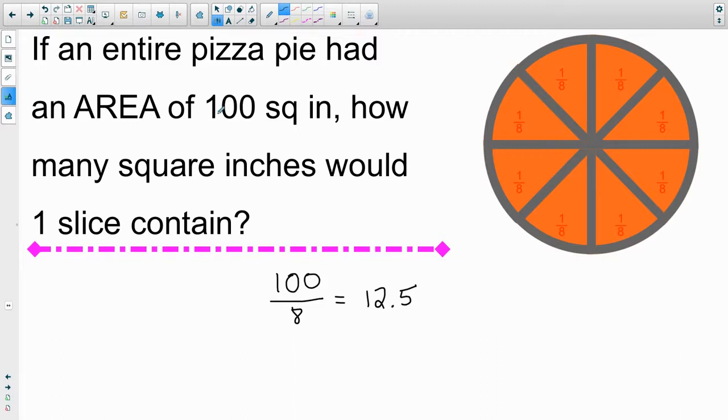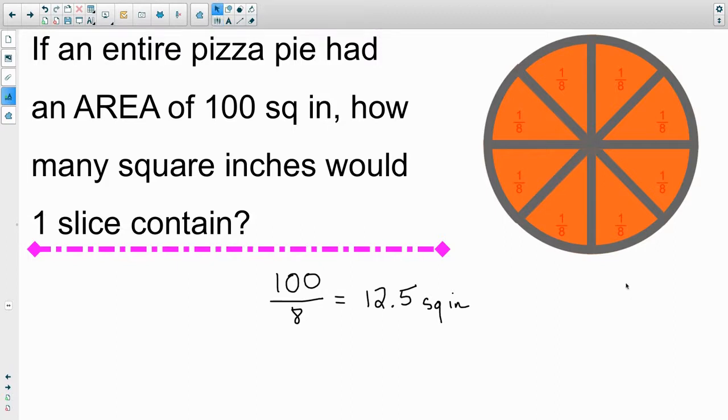And it's really the main idea is as simple as that, right? We divided a whole entire thing of 100 into 8 units, so that's straight up division. That was in square inches, so I'm going to finish this off by saying that it's 12.5 square inches.